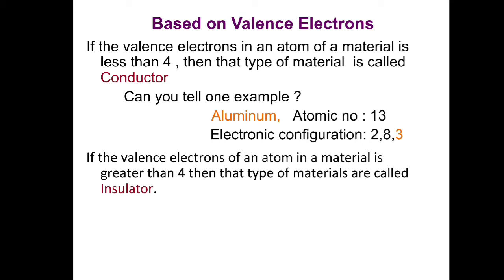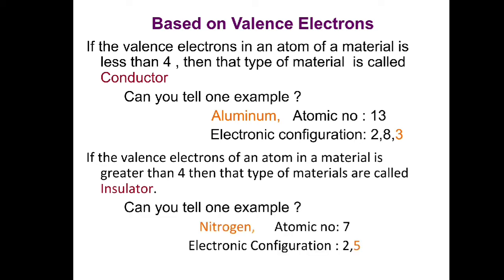So it is observed that these last 3 electrons are in the valence band. Therefore, since it is lesser than 4, this type of material is called a conductor. If the valence electrons of an atom in a material is greater than 4, then the type of material is called an insulator.